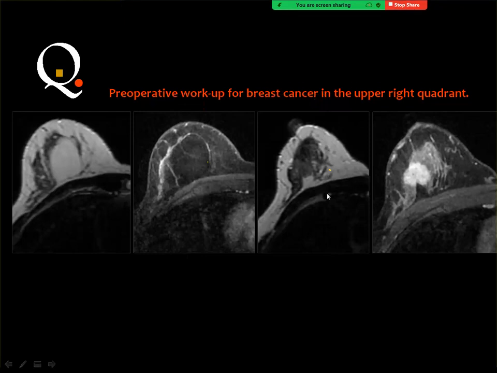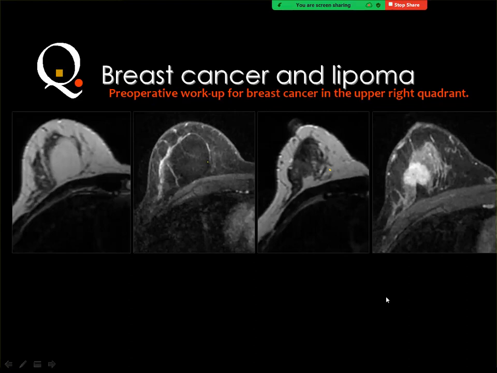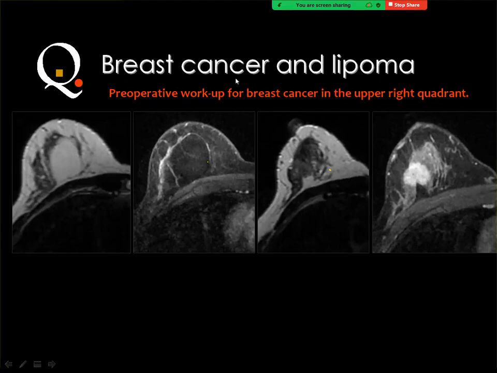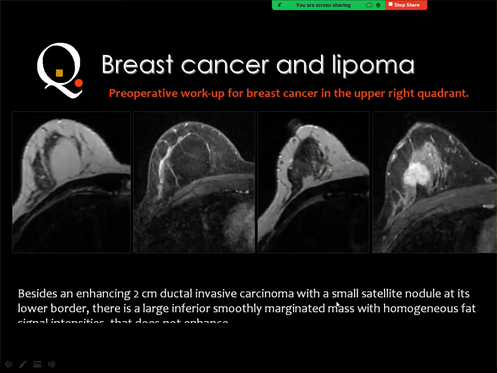Carcinoma and lipoma, very good answer. This is fat and it is suppressed in the fat images, and this is carcinoma which is enhanced after contrast with fat suppressed images, and you have both lesions in the breast: cancer and the lipoma.